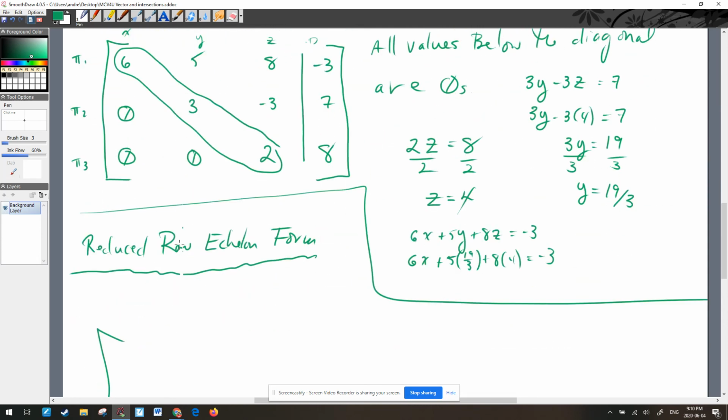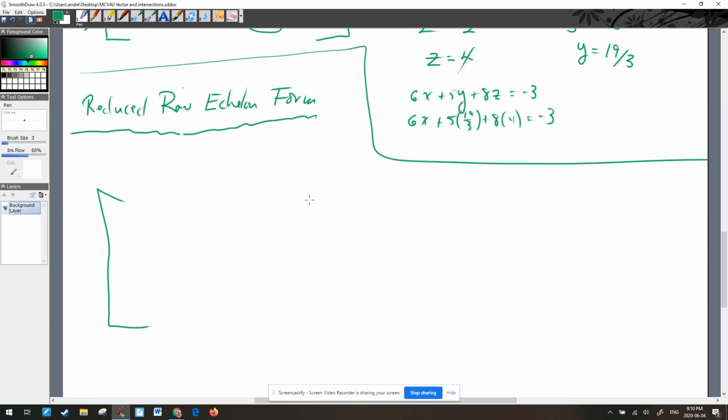So imagine that we kept using this matrix and we kept going and we said, oh, I'm going to use this 3 to get rid of this 5 and make the 5 a 0. And I'm going to use this 2 to make this -3 and this 8 a 0. Reduced row echelon form looks like the following. Okay, we've got an augment out here again.